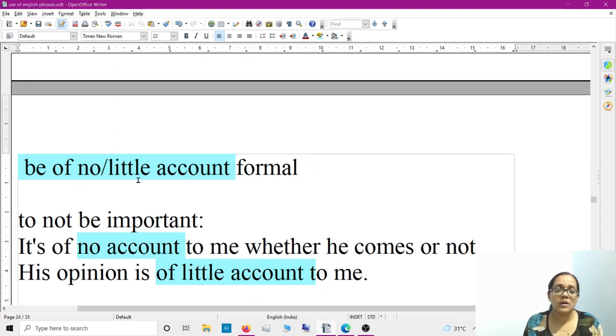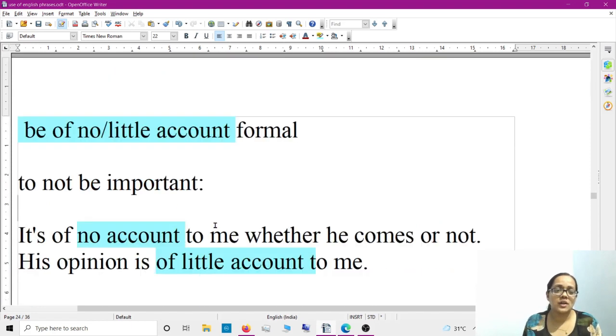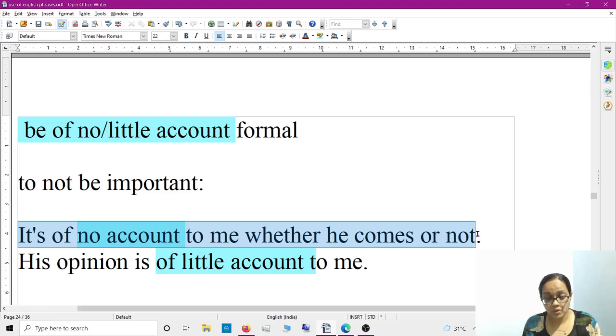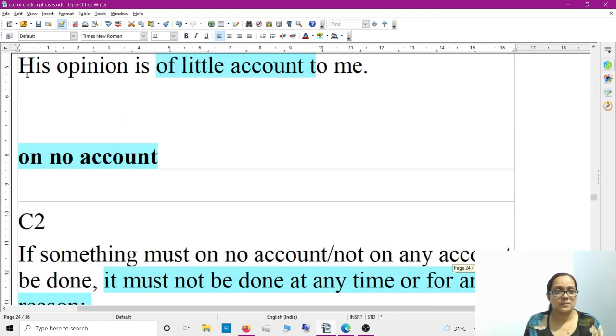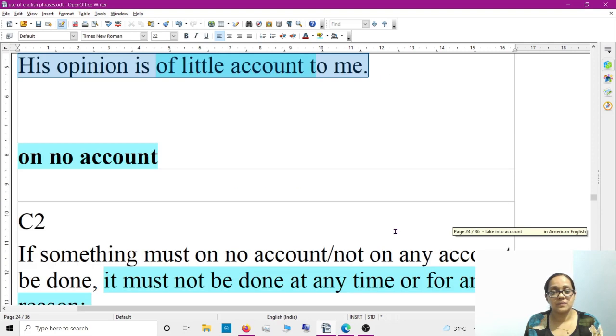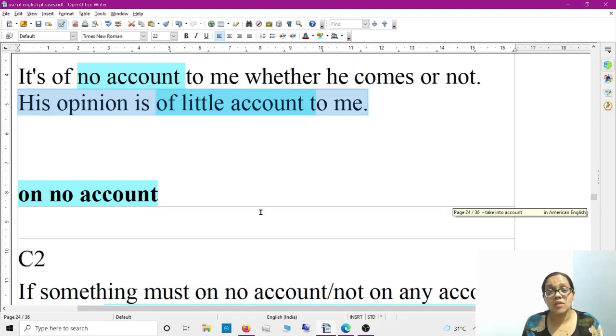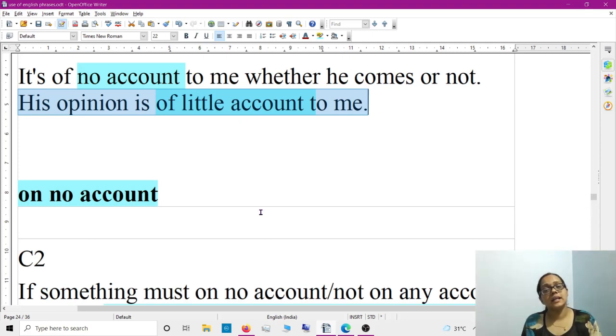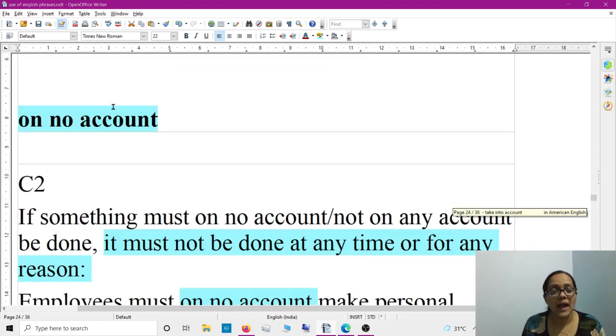Be of little or no account. It means not important. It's of no account to me whether he comes or not. His opinion is of little account to me, or no account.